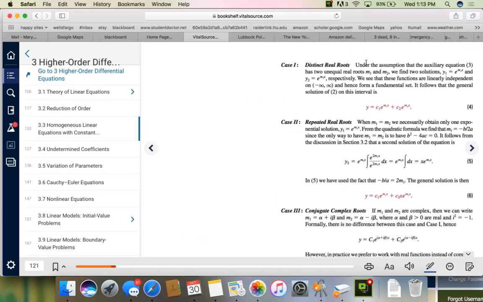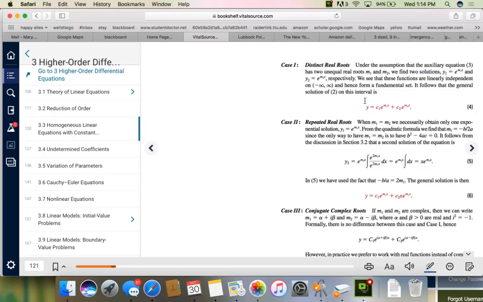All right, so if we look at case 1, where we have two unequal roots, m1 and m2, and they're both real, we basically have two solutions. y1 is e to the m1x, and y2 is e to the m2x. And m1 and m2 will actually be numbers based on the values of a, b, and c. These are linearly independent, and so they form what is known in differential equation theory as a fundamental set or a basis set of solutions.